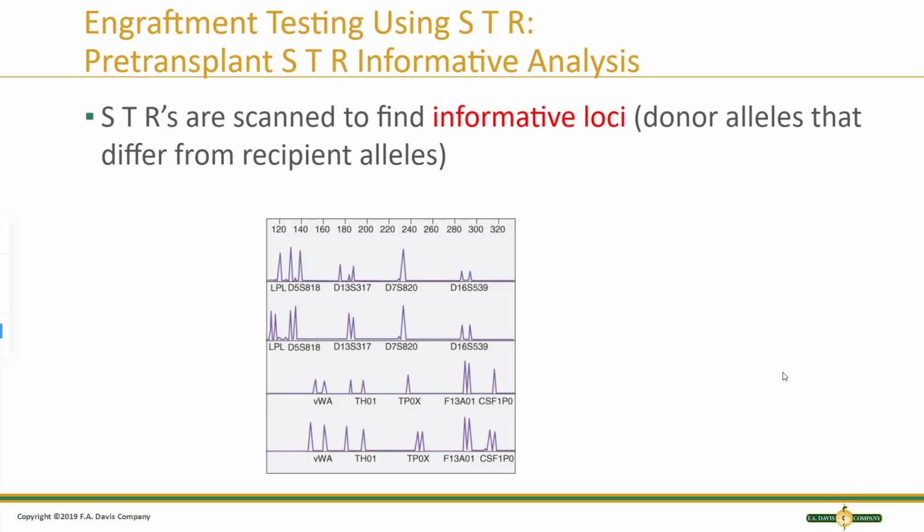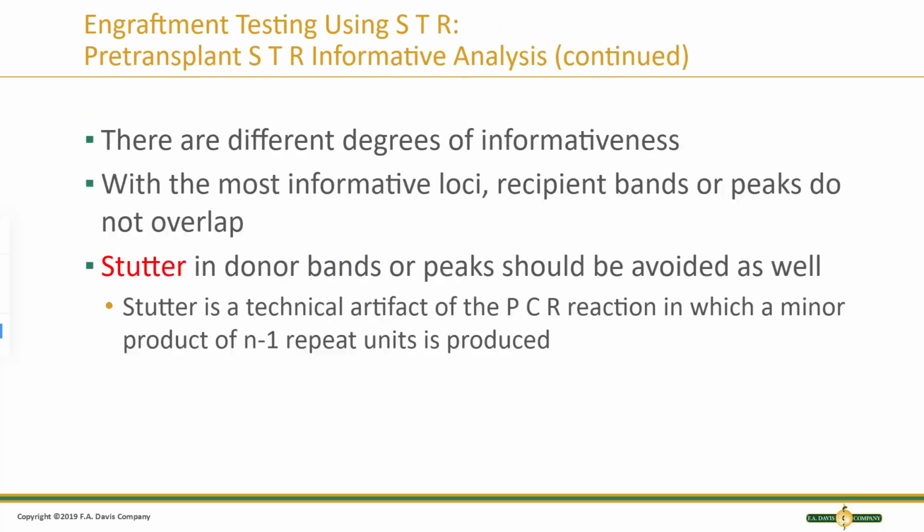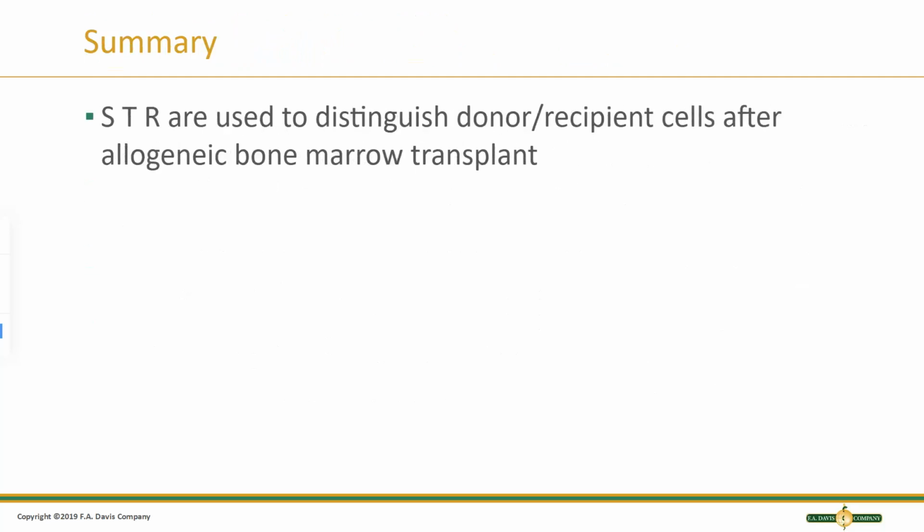STRs are scanned to find informative loci, where donor alleles differ from recipient alleles. There are different degrees of informativeness. With the most informative loci, donor and recipient bands or peaks do not overlap. Stutter in donor bands or peaks should be avoided as well. Stutter is a technical artifact of the PCR reaction in which a minor product of N-1 repeat units is produced. And then you can review the summary.